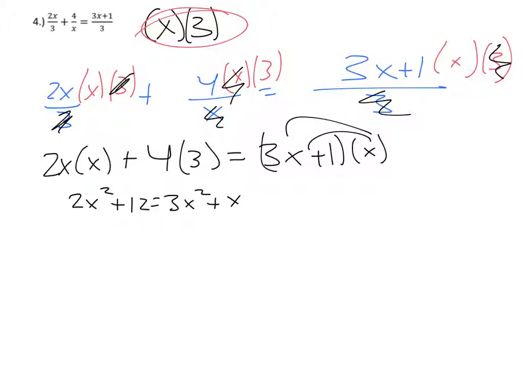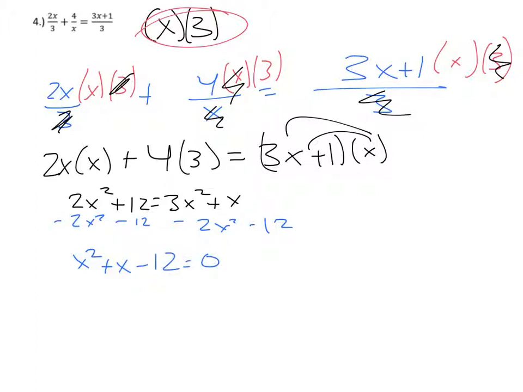So this one's a little bit different because we're dealing with squareds and x's. So we can go ahead and get everything over to one side to see if we can do maybe some factoring. So I'm going to subtract 2x squared. I'm going to subtract 12. So that's going to give me x squared plus x minus 12 equals 0.